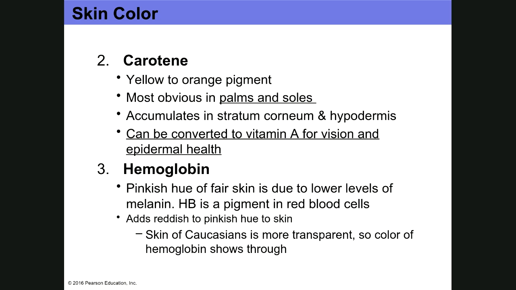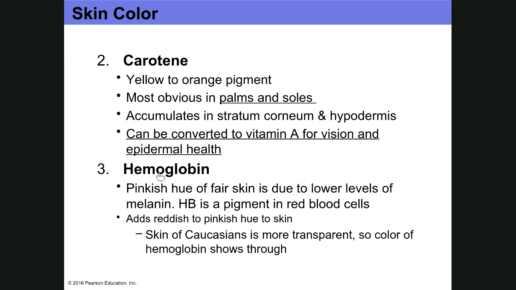There are a couple of other pigments that contribute to skin color besides melanin. The second one is carotene. Carotene gives a yellow to orange pigment, and this is pretty much restricted to the palms and soles. This one also can be converted to vitamin A for vision. And vitamin A does play a role in epidermal health. Vitamin A plays a role in dermal health as well.